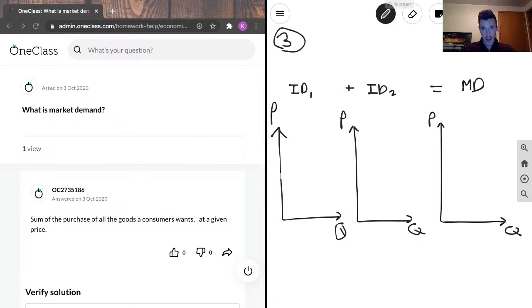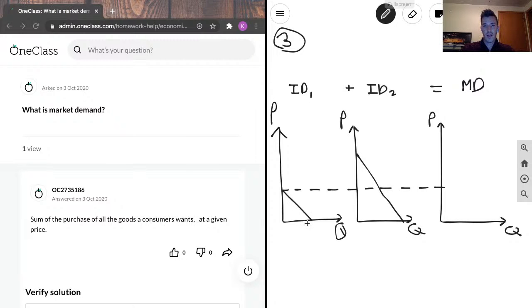So for example, if individual demand 1 is a smaller demand curve, and individual demand 2 is a bigger demand curve, then what we can do is sum across these 2 demand curves.